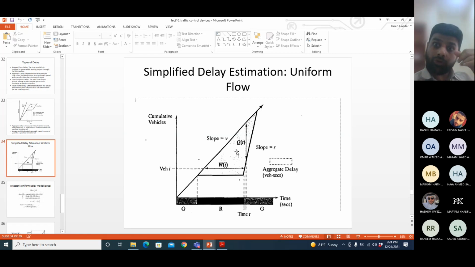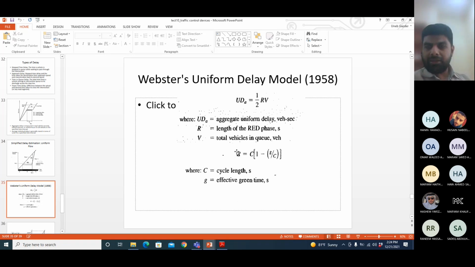Okay, so this is for uniform flow conditions. For uniform flow conditions, Webster, he was a scientist, said that if the flow is under capacity, then the delay is also uniform. That is, the delay for each vehicle is also uniform. So in 1958, he gave an equation for calculating aggregate delay, the total delay for all vehicles.